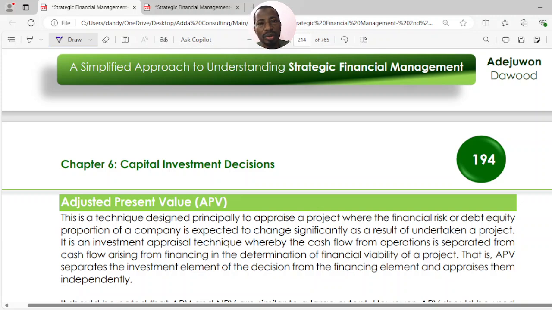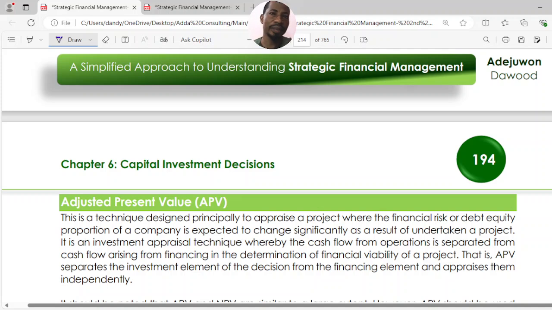For this purpose, what is adjusted present value? Simply put, APV is a technique designed principally to evaluate a project when a company is diversifying and financial risk or debt equity proportion of the company is expected to change significantly as a result of undertaking a project.